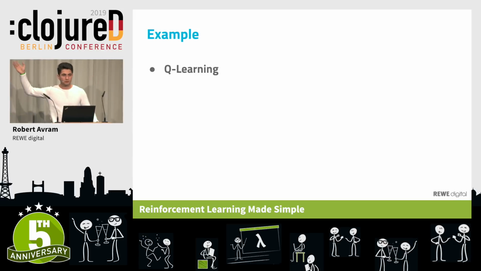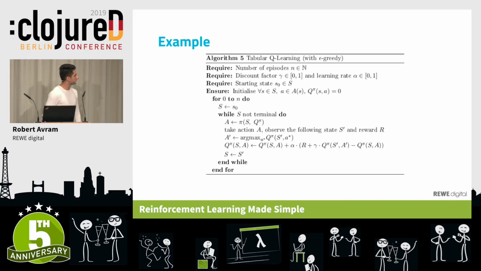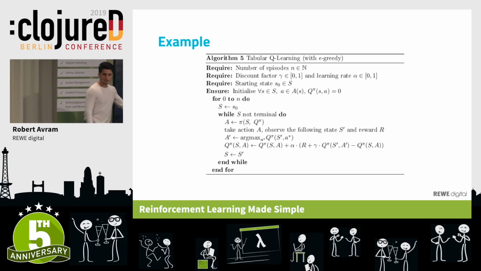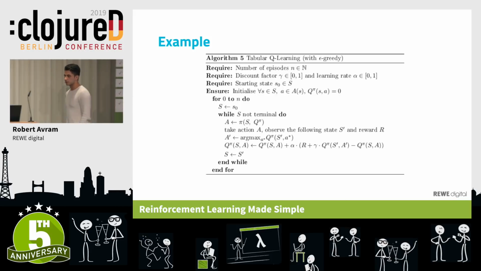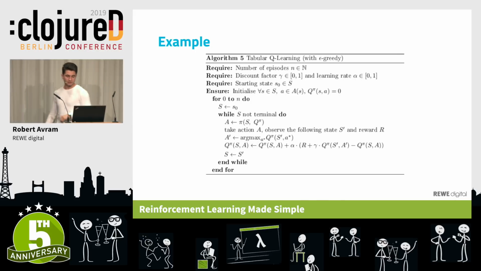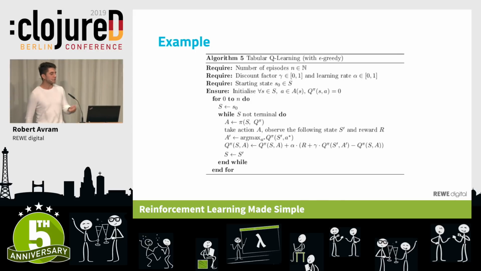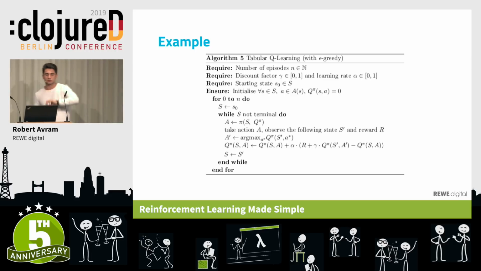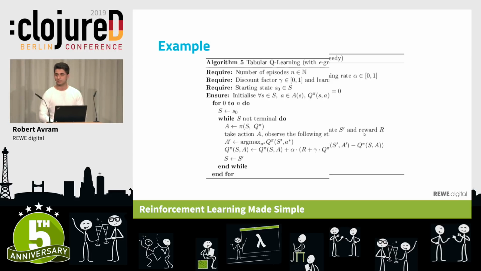Has anybody of you heard of Q-learning before? OK, some of you. Brilliant. So Q-learning looks like this. You'll find various definitions of the algorithm in various books, slightly altered. This is the one that I chose. And what I'd like to show you is that it's fairly easy to take this abstract definition and translate it into code almost as it is.